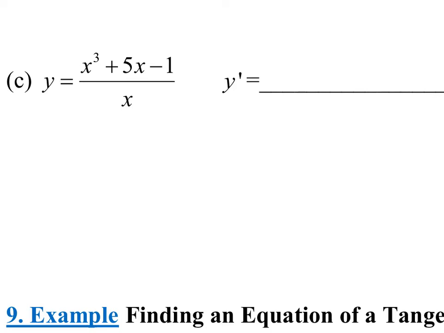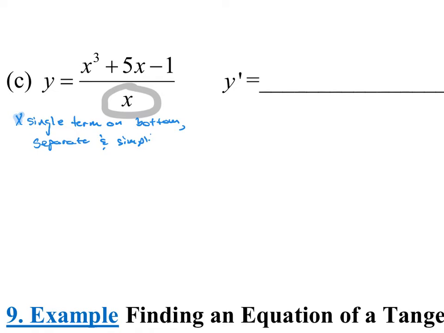When does this work? This is always going to work when there's a single term on the bottom. If you have a single term on bottom, separate and simplify. So what do I mean by separate and simplify?